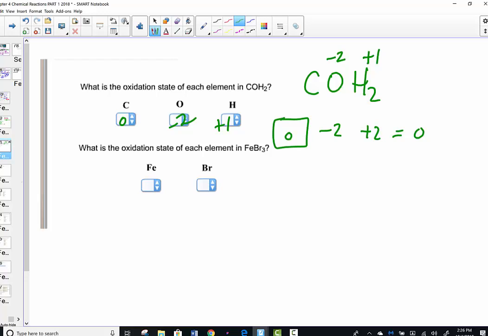This takes practice, doesn't it? Here's FeBr3. That's called a binary ionic compound. This goes by rule number 2.